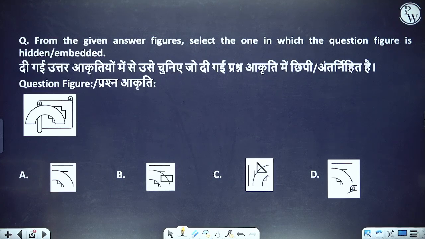Again, nothing mentioned for rotation, so we'll try to figure out. Yes, we can simply go for A. Look at the structure. One line. Then here you have a circle and a line. Then this is coming downward. Here you have a circle and this structure. So we'll consider A as the right answer.